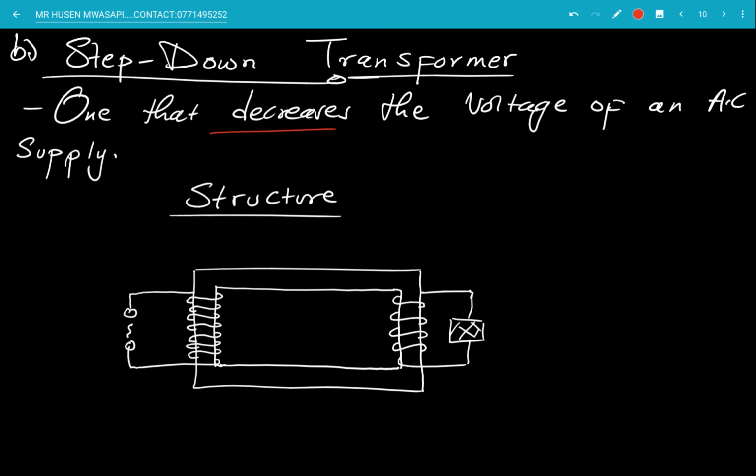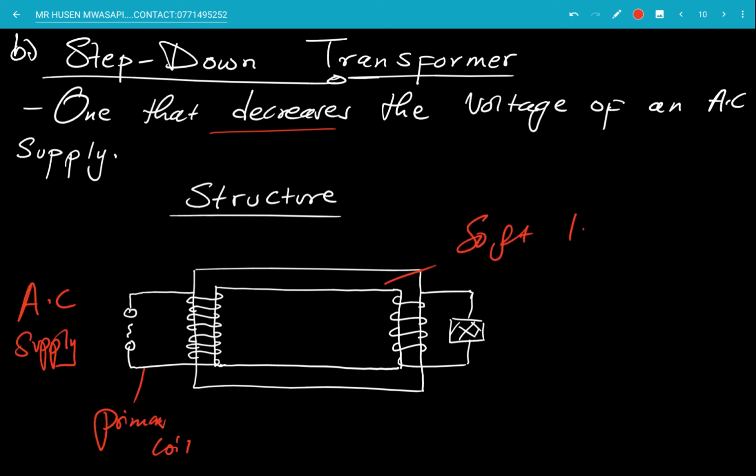As a student, you should know how to draw the structure of either a step-up or step-down transformer. Be also able to label its parts, showing the primary coil, the soft iron core, the load, as well as the secondary coil. Because at times examiners would phrase questions where they would say give a simple illustration of a step-down or a step-up transformer, and be mindful the difference mostly is just with the number of turns.